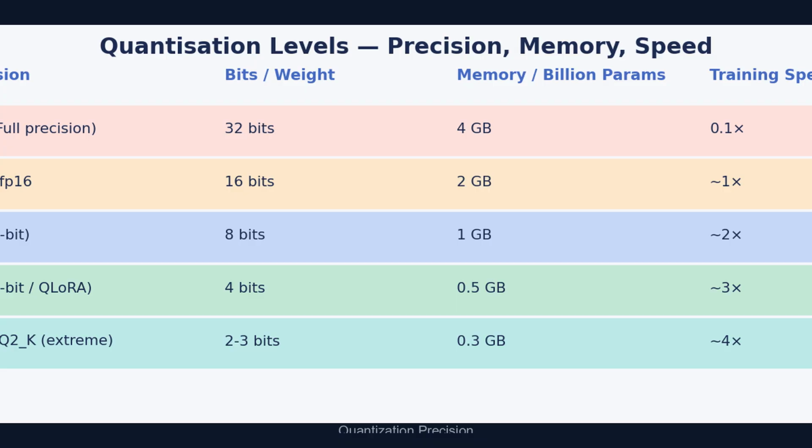INT4, the format QLoRA uses, costs just 0.5 GB per billion parameters and runs at around 3x the speed of FP32. The extreme end, GGUF-Q2_K at 2 to 3 bits, reaches 4x speed at 0.3 GB per billion parameters, though at meaningful quality cost. For fine-tuning, INT4 via QLoRA is the practical optimum. It sits at the point where memory savings are largest and quality loss is still negligible.